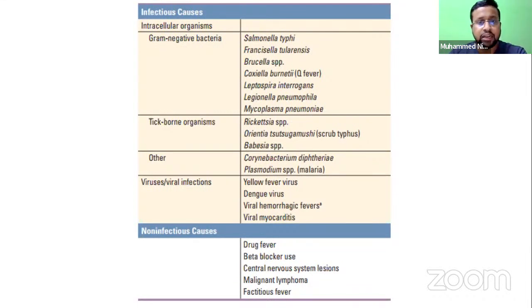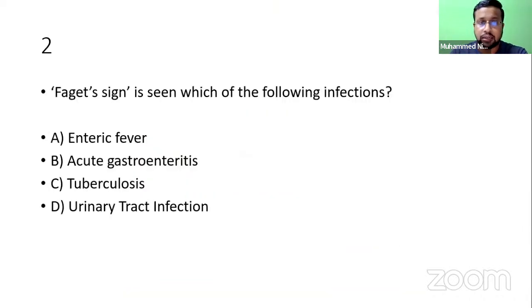As said, among viral infections, yellow fever is the classical case in which we get this Faget sign, that is dissociation of temperature and heart rate. Also dengue fever and viral hemorrhagic fever. So there are a number of options that are given. Among these options, enteric fever, acute gastroenteritis, tuberculosis, urinary infection, the best option will be enteric fever. Typhoid fever is something that we have always said is associated with relative bradycardia.